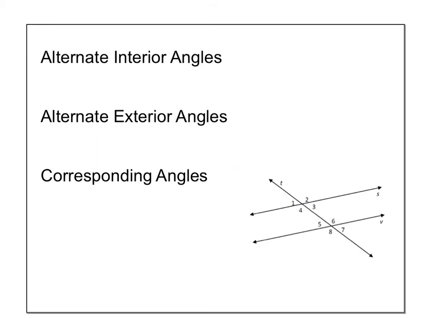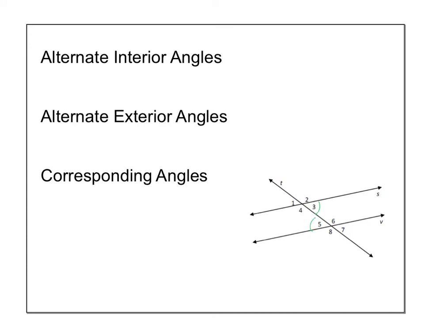Rather than write down the long definitions of these three, I think we'll just put the examples down. The first one is alternate interior angles. They are non-adjacent interior angles that are on opposite sides of the transversal. So alternate sides of the transversal. So an example would be 3 and 5.